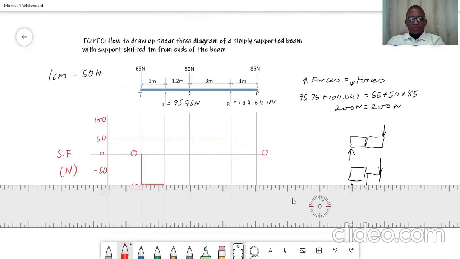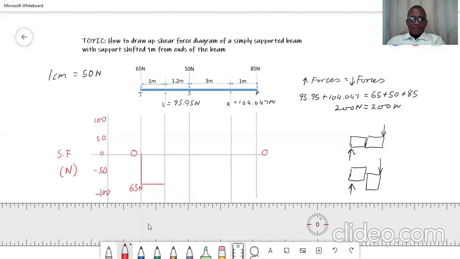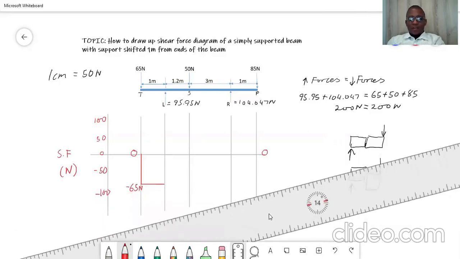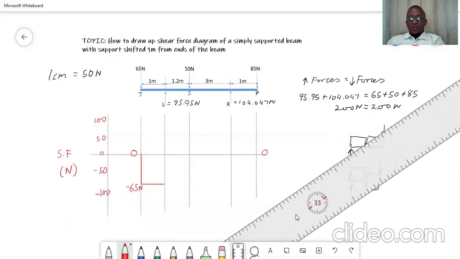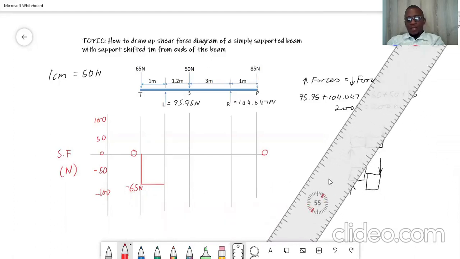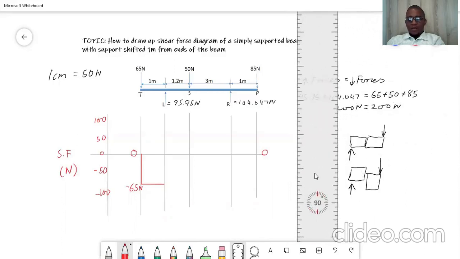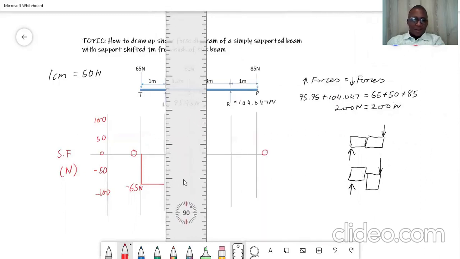All right. And then when you get to L, we have got the magnitude of 95.95. So you simply say negative 65, negative because it's below the line, plus 95.95. Your answer to that should be 30.95, a positive one. So if it's positive, it must be above the line. And we have our scale.